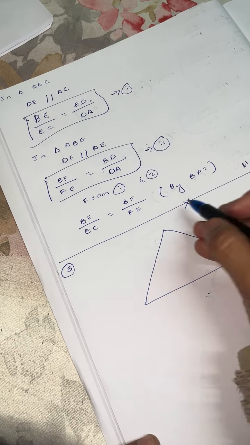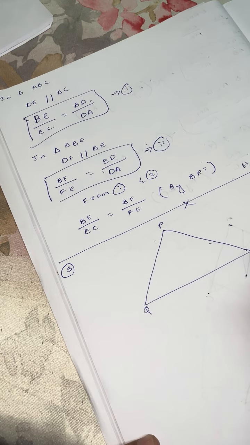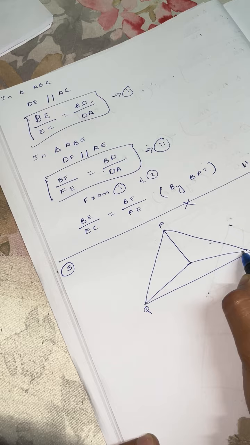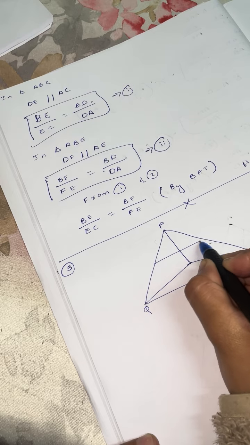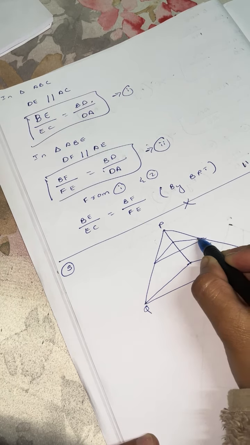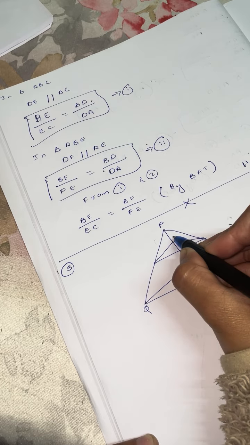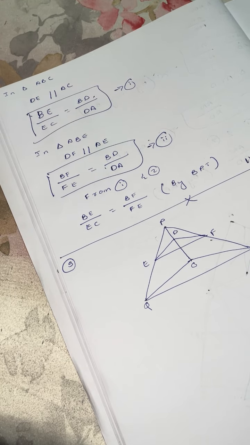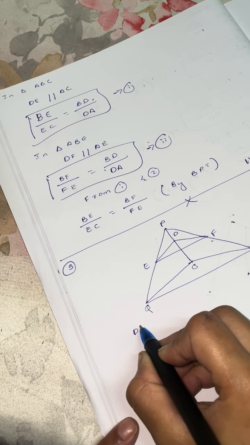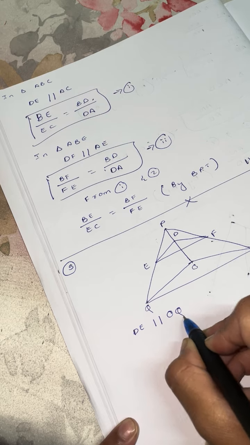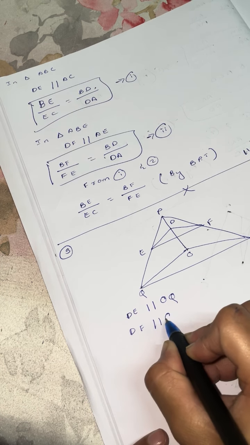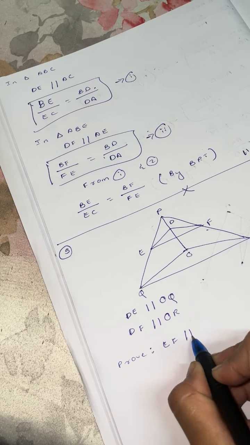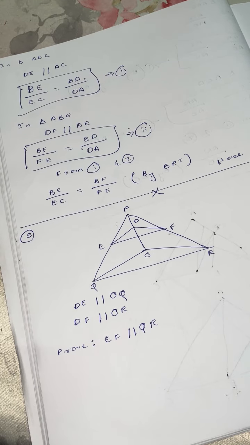Here is the diagram with P, Q, R forming a triangle, where O is connected here, and D, F, E are points on the sides. Given that DE is parallel to OQ and DF is parallel to OR, we have to show that EF is parallel to QR.